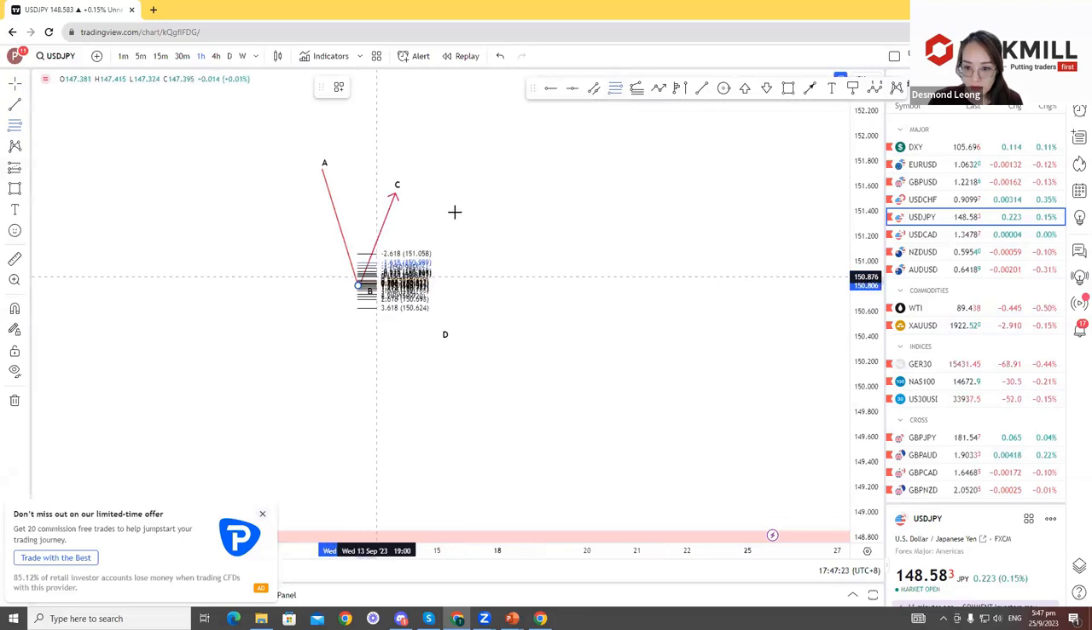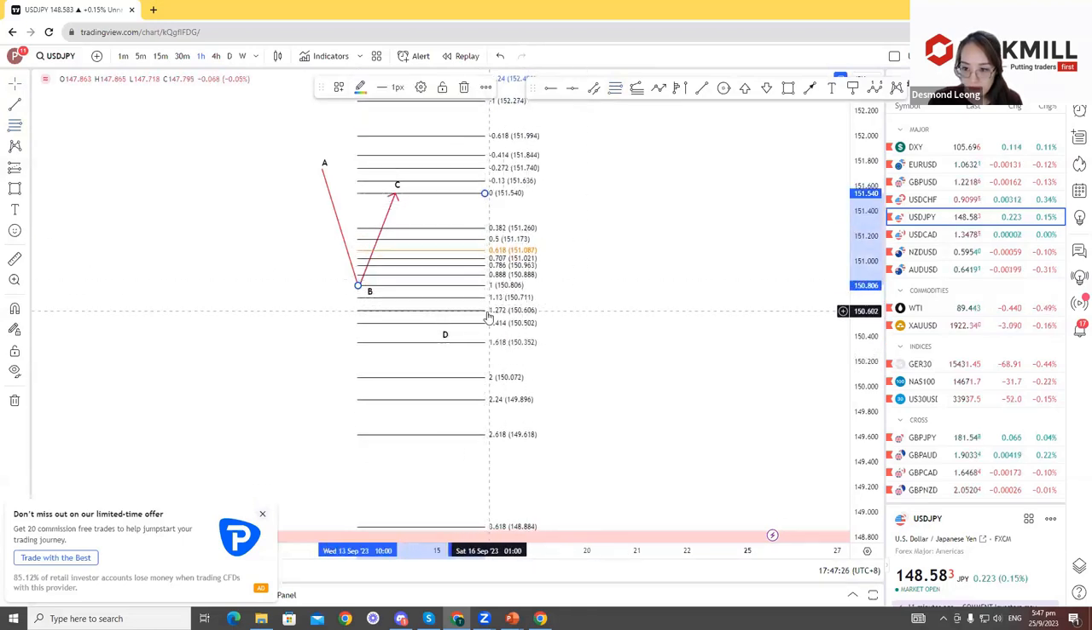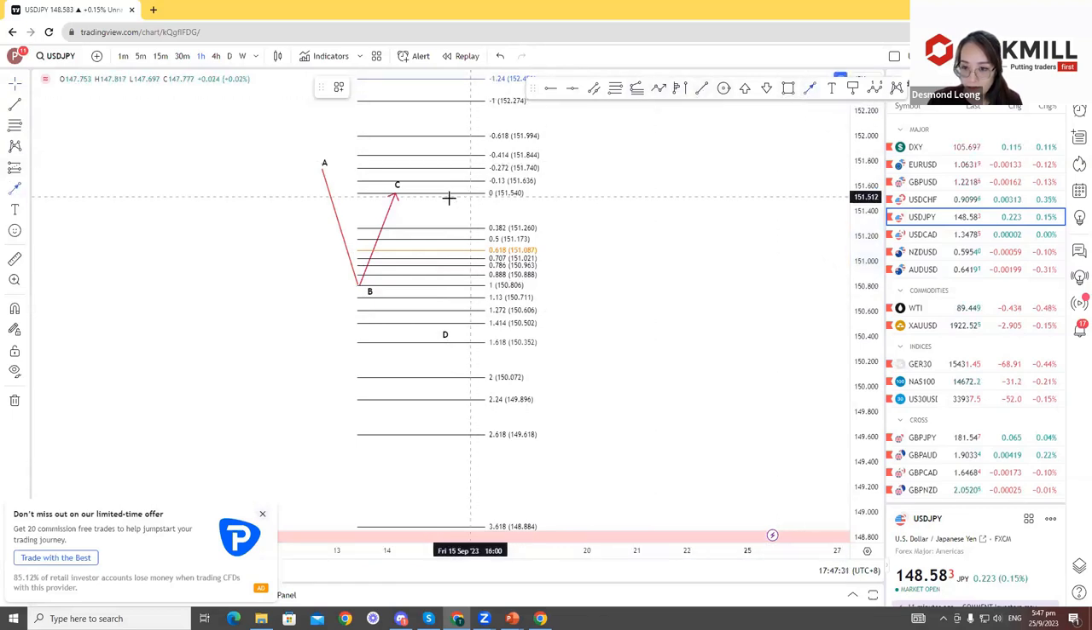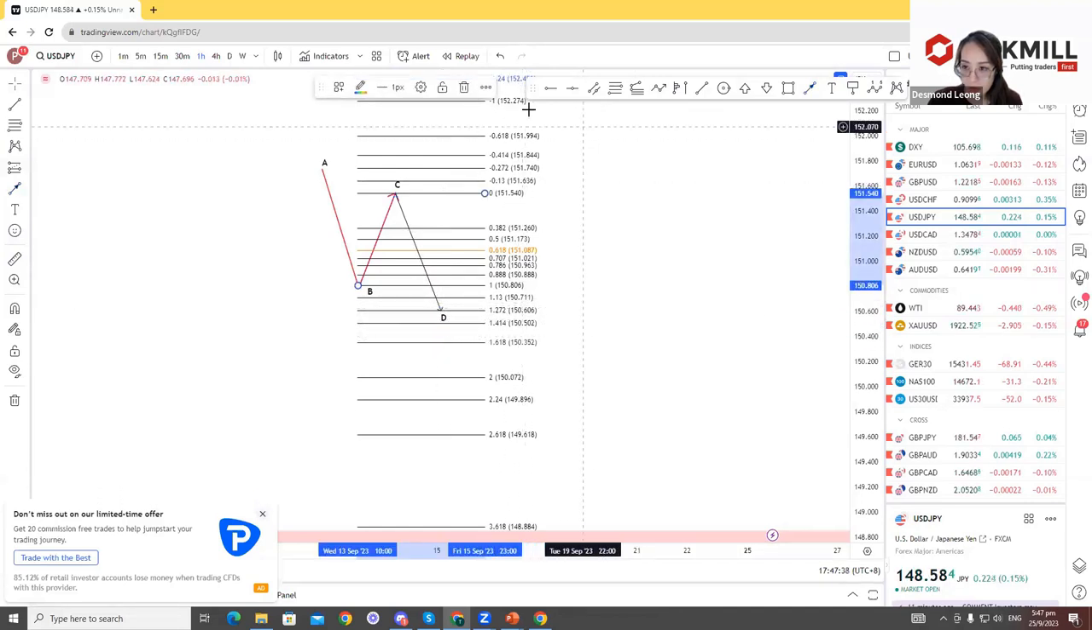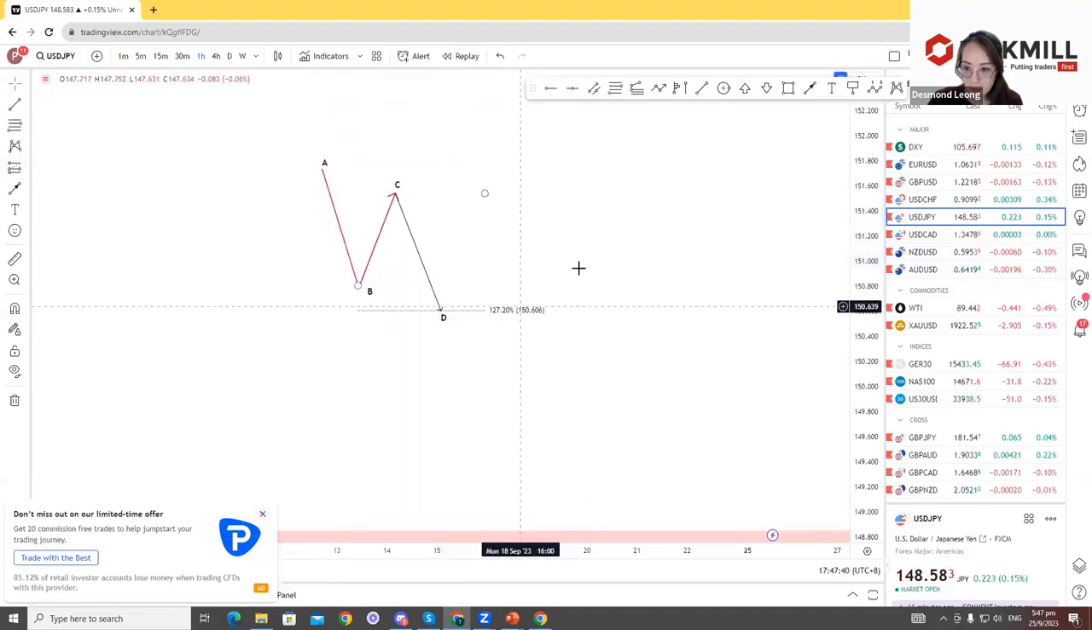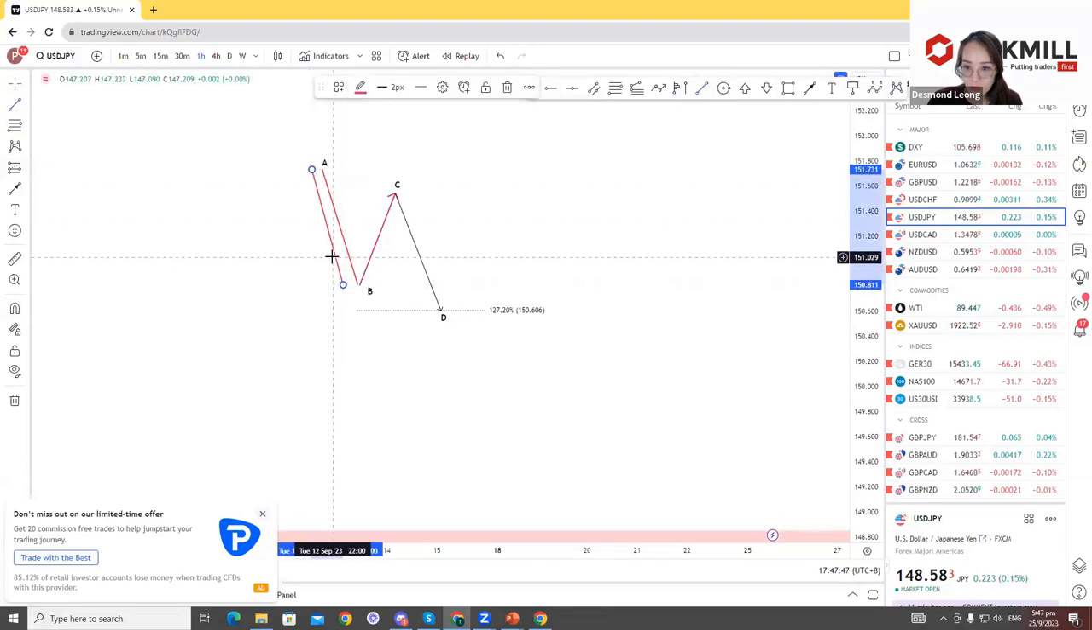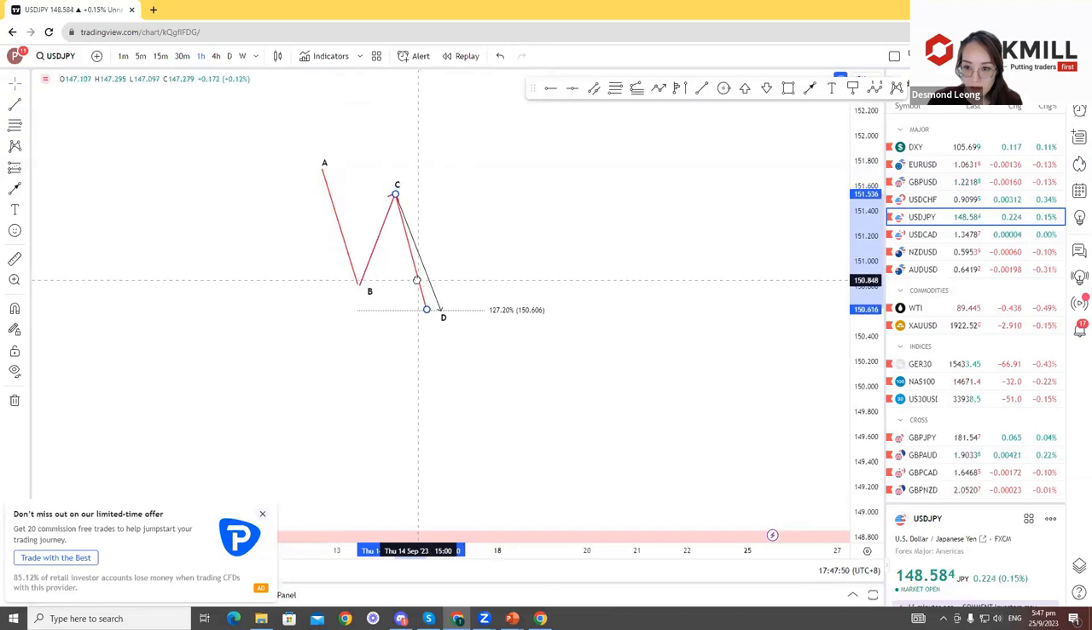BC extension, which should be to C, is here. One, two, seven point two here, which is our D point. And this is the one. And what about if you measure somewhere around here and then you cut? Yes, you see exactly somewhere here. Okay, that's why it's the BC equals AB equals CD pattern.